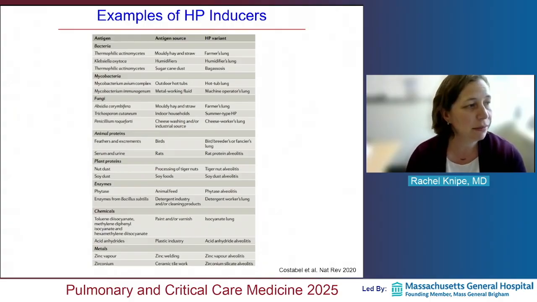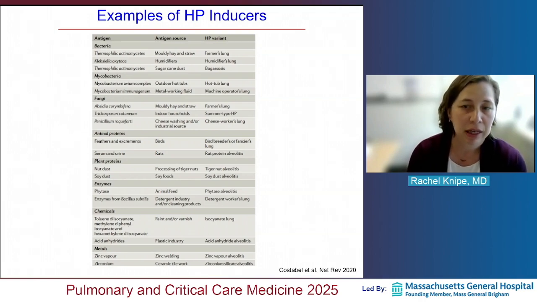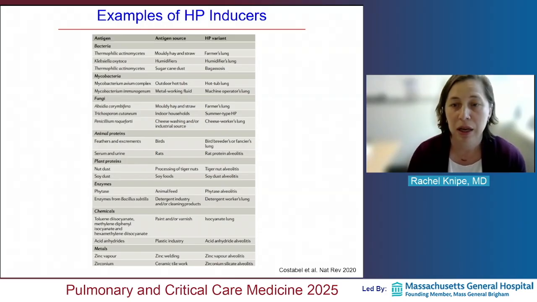that cause farmer's lung, mycobacteria such as Mycobacterium avium complex responsible for hot tub lung, feathers and excrement from birds responsible for bird fancier's lung, and some of the chemicals that have been implicated in HP, including toluene and isocyanates found in paint and varnish.